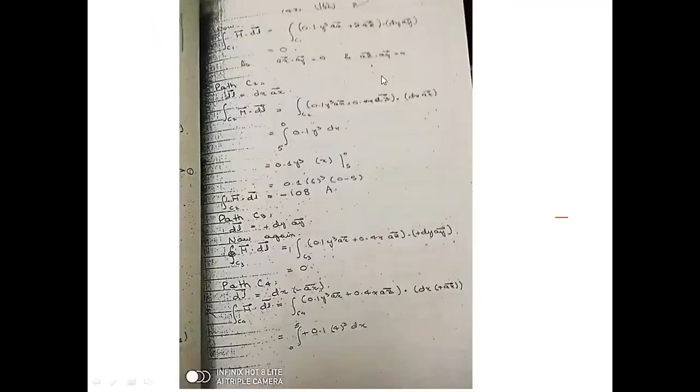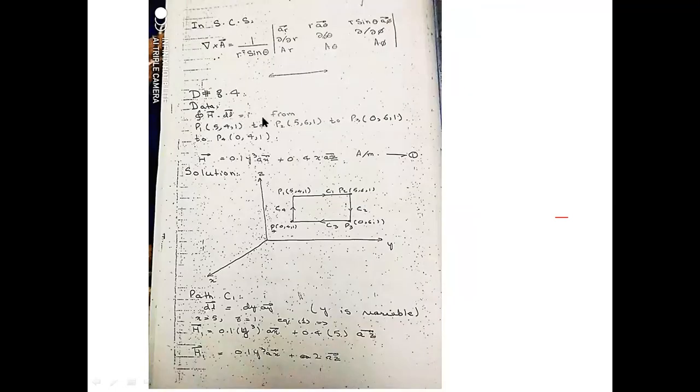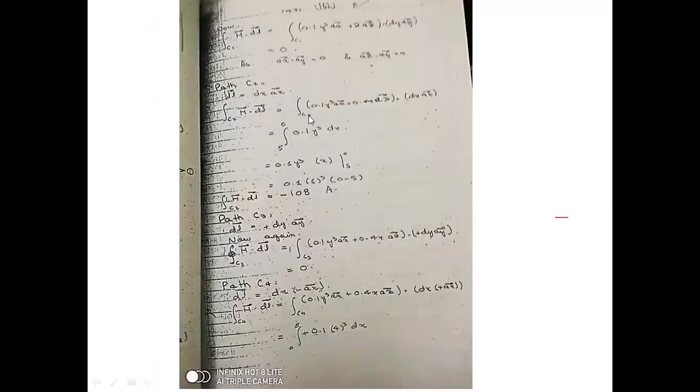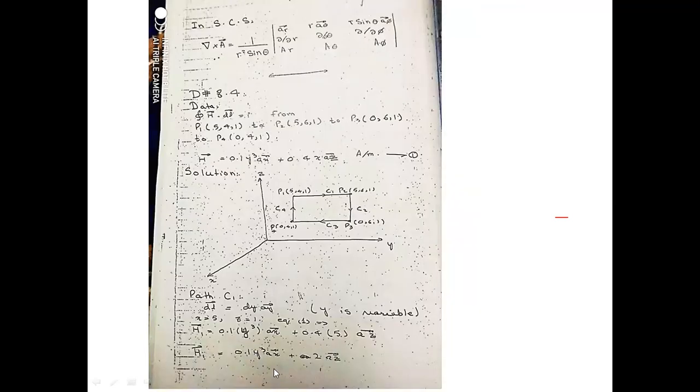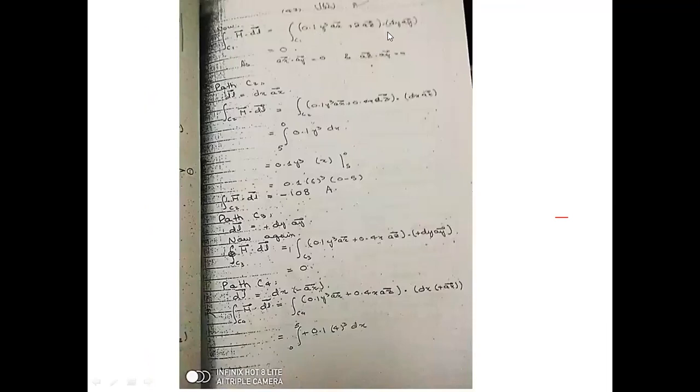Now applying H dot dL, because we have to find H dot dL. This is the relation we derived in the previous slide. So putting the values in, now the dot product. The dot product of ax and ay is 0, while the dot product of az and ay is again 0. So no need to apply the integration, because by the dot product we get the answer equal to 0. So H dot dL for the path C1 is equal to 0.